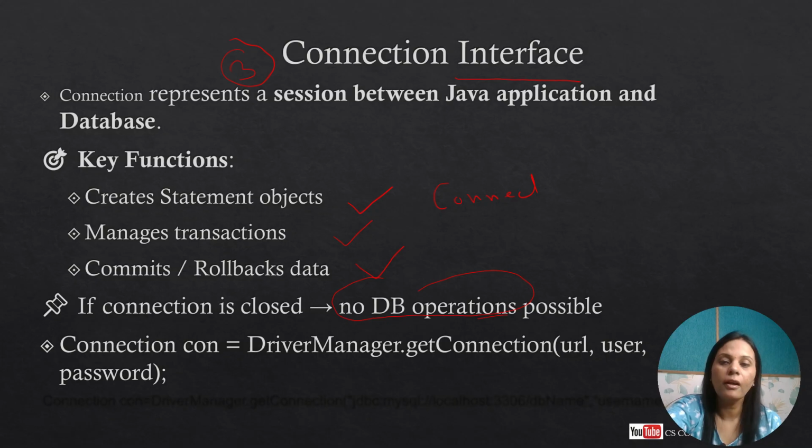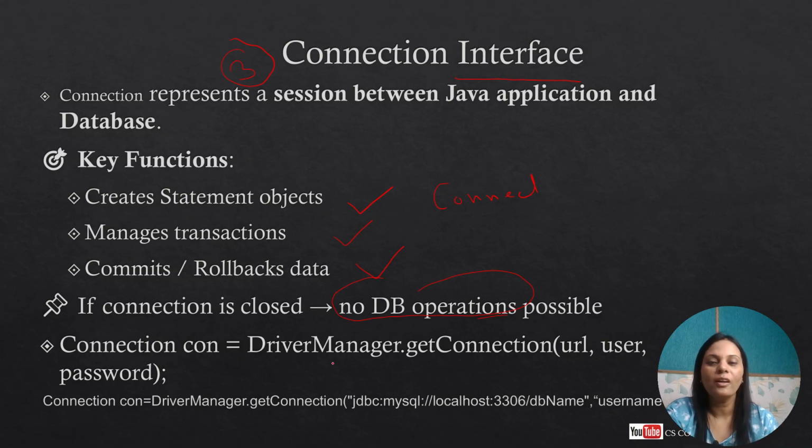Now guys, what is the line for creating this connection? As I said, Connection is an interface, and in Java we cannot instantiate an interface. So we have to take help of DriverManager. DriverManager has one method, getConnection, which takes three parameters. The first parameter is the URL, which tells which database you want to connect to. The second parameter is the username of that database, and the third parameter is the password.